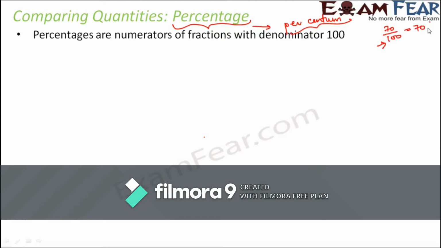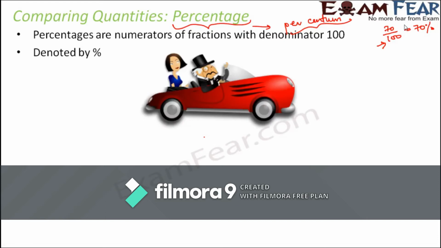So how do we write this? We write only the numerator and then we give the percentage symbol, because the percentage symbol itself tells you that the denominator is 100. Okay, let's look at this example.